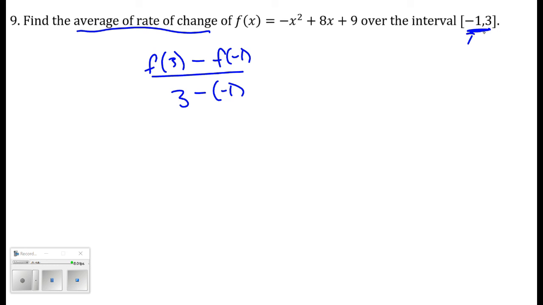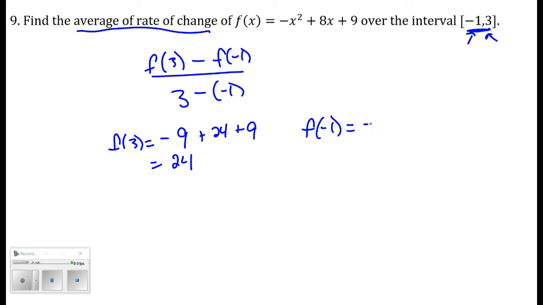The x, how do I know those? I want to use 3 and negative 1. Those are the values they gave me on my interval. So we need to find f of 3, which means pick up a 3 and plug it in for x. So minus 9, because 3 squared is 9, plus 24 plus 9. So f of 3 is 24. f of negative 1: negative 1 squared is 1, so negative 1 minus 8 plus 9, which gives me 0.